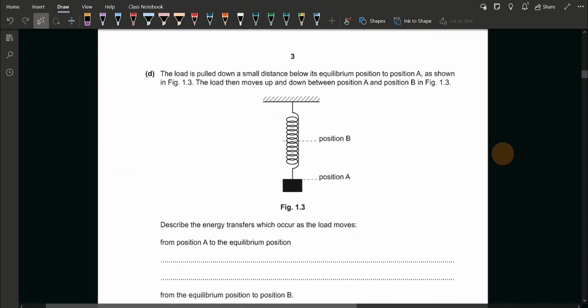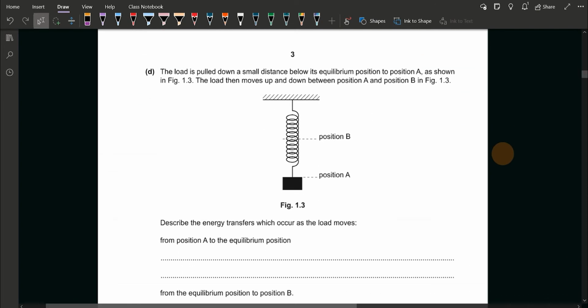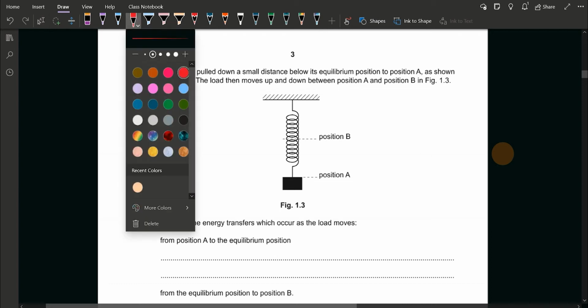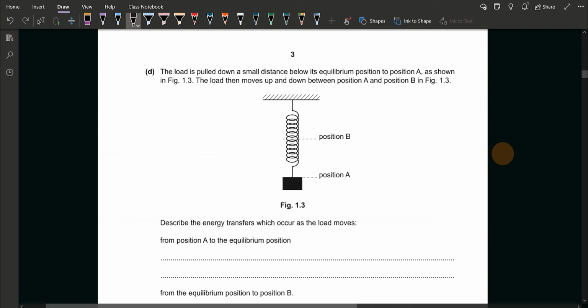Part D says the load is pulled down a small distance below its equilibrium position to position A, as shown in figure 1.3. The load then moves up and down between position A and position B. So there's an equilibrium position here, which is approximately here. We can label this as E. Now we know that the velocity of the load at position A is going to be 0, at position B it's going to be 0, and at equilibrium position it's going to be maximum.